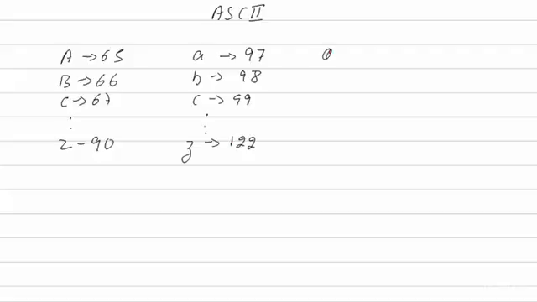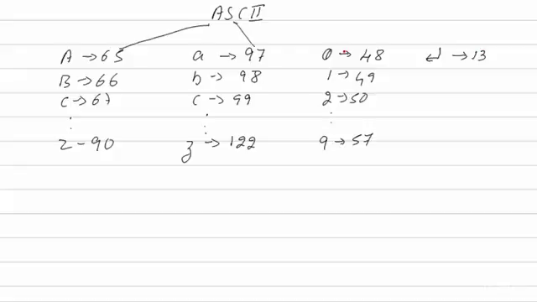Take 0. When you type 0, the code transferred is nothing but 48. If it is 1, it's 49. 2 is 50. This goes up to 9, which is 57. Every character, a blank space, a plus symbol, minus, every character has a code. Even the enter key. When you press the enter key, the ASCII code is 13. So these are all ASCII codes, American Standard Code for Information Interchange.